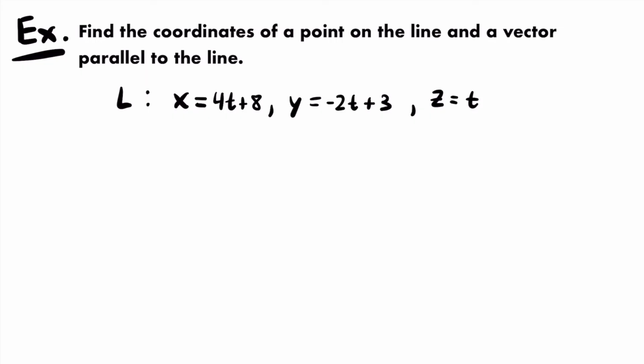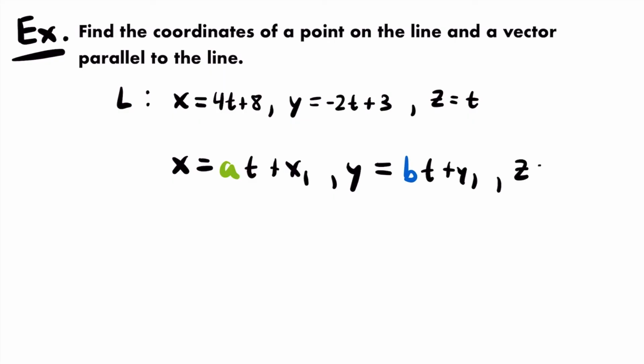All right, and this is actually way easier than it might seem at first. All you have to do is remember what makes up these parametric equations. We just need to reverse that process of what we've done before. All right, and so remember the general form of these parametric equations. x would be equal to a times t plus x1, then y is equal to b times t plus y1, and z is equal to c times t plus z1, okay?